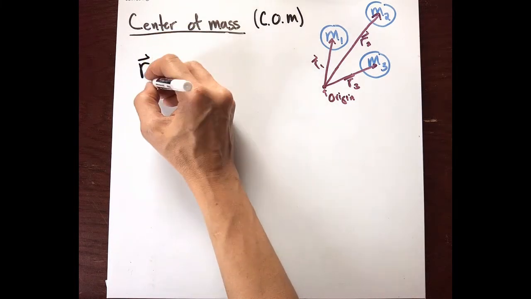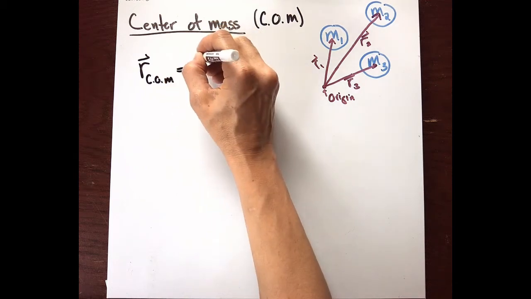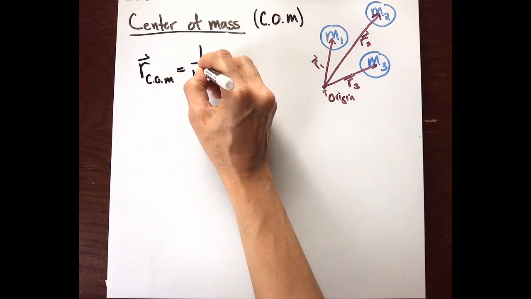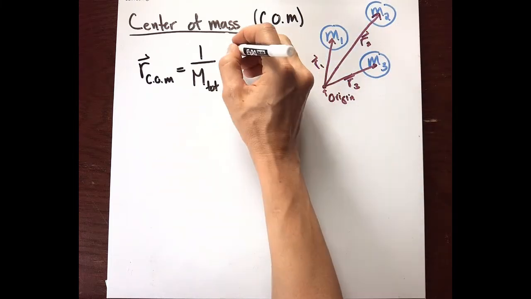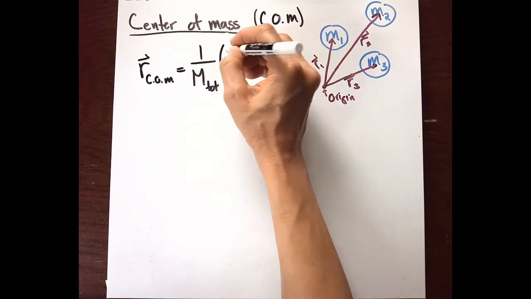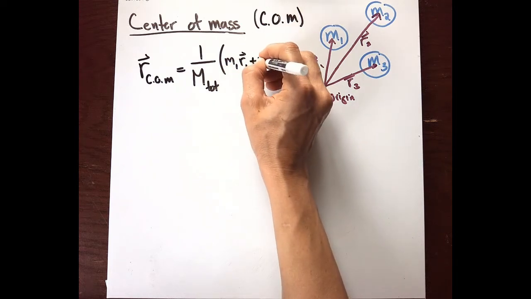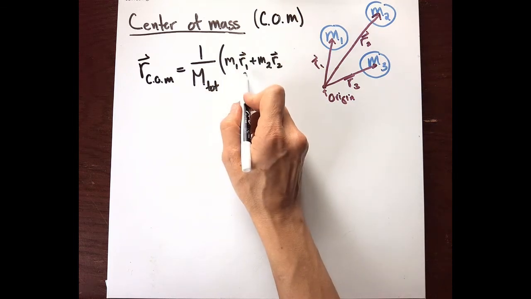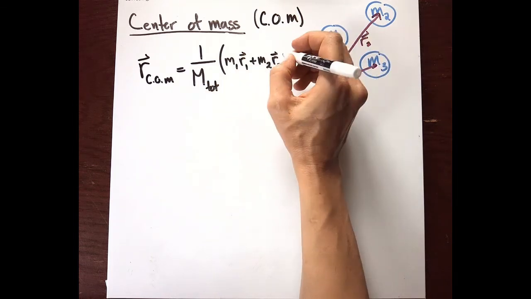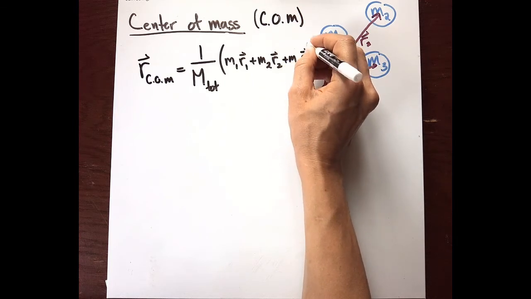Well, the book tells us the center of mass position is 1 over the total mass of the system, so the sum of all three of these masses, and then each mass times its position plus all the other ones. So mass 1 times its position plus mass 2 times its position plus mass 3 times its position.